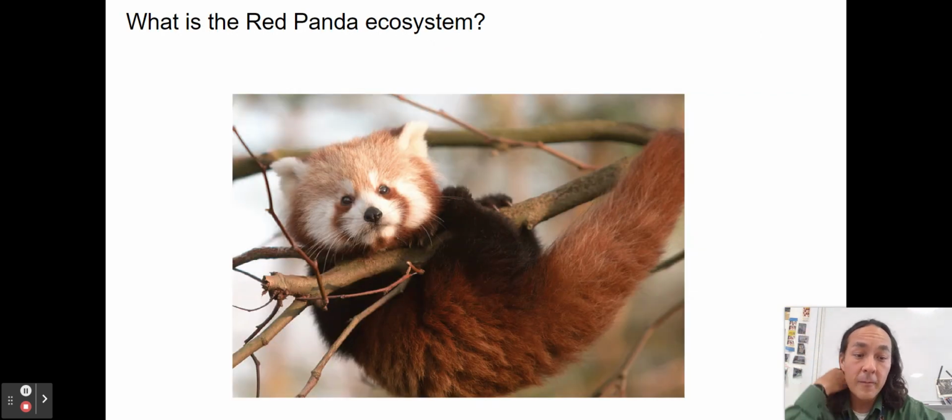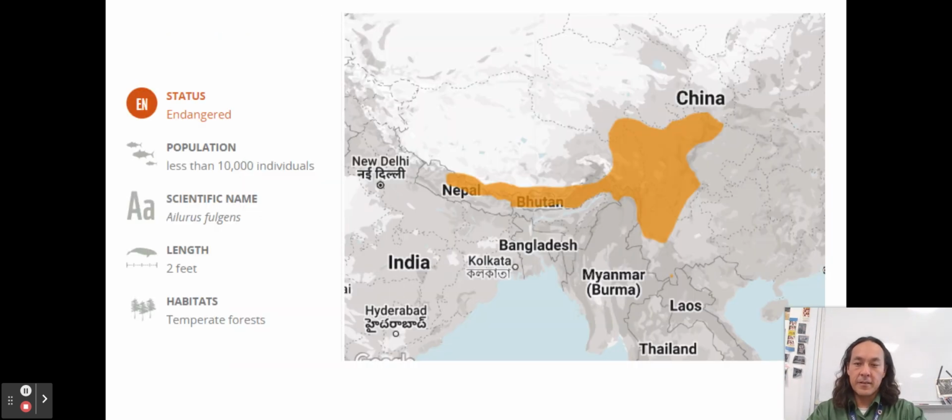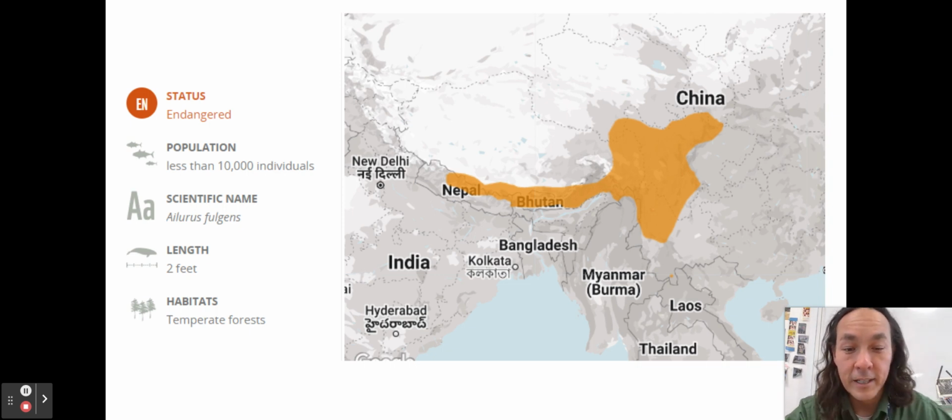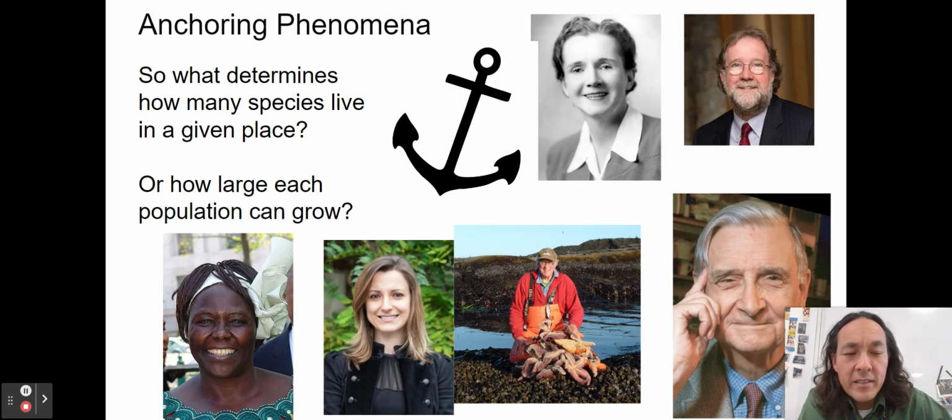All right, we started out with the red panda, and I did that because I think the red panda is super cute. And then we talked about characteristics that would influence its carrying capacity. The red panda ecosystem is in a bunch of countries I haven't gotten to go to yet, but I really hope to, in East Asia and temperate forests. They are endangered. There's less than 10,000 of them left. And we said, well, what determines how many red pandas there are, or how large the red panda population can grow? And these are all of our titans of science that are going to help us throughout this unit.